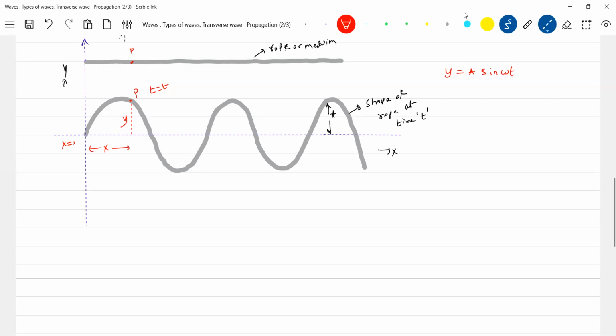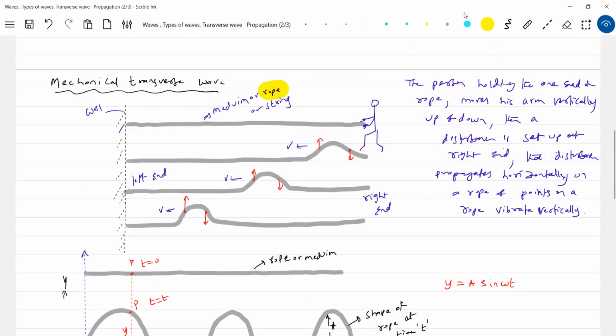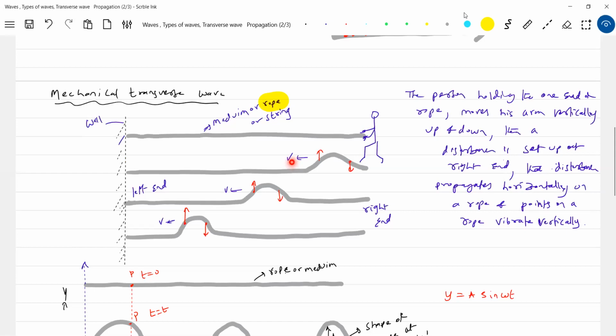See, I think you have enough. At t equals 0, what is the state of point P? It was at rest, no? And the person holding this end of the rope will start moving it up and down. Then the disturbance will take some time to reach here. It will take some time, means, in fact, it will propagate, no? So, sir, what do you mean by this? What is v here? Can you tell what is v?